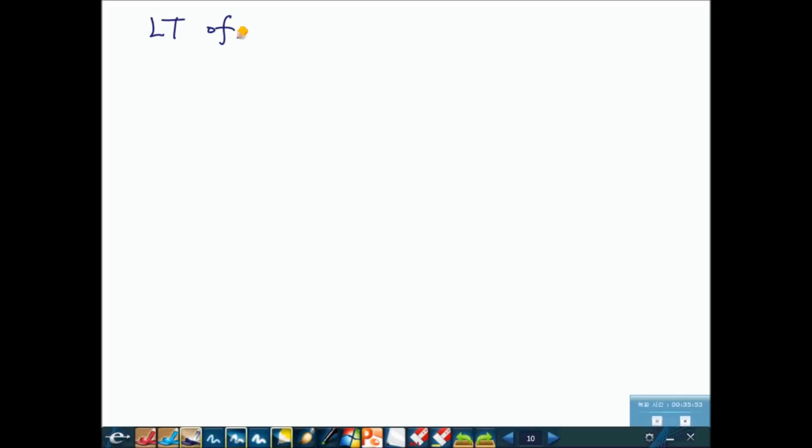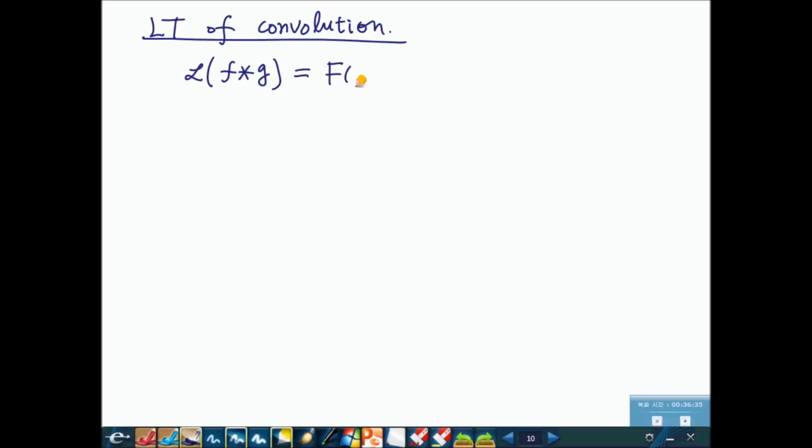So, Laplace transform of convolution. And you'll know why we need convolution from this Laplace transform. Okay? So the Laplace transform of f star g is F(s) times G(s), or it's the Laplace transform of f times the Laplace transform of g. This is really important, okay?